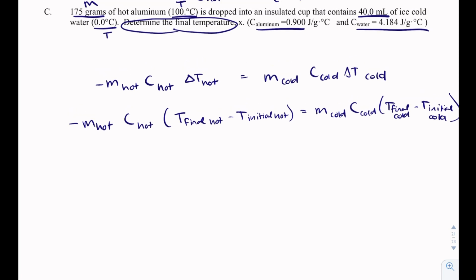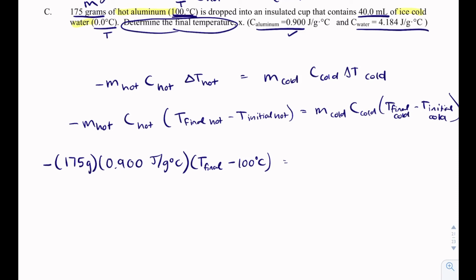First of all, when you read this, hopefully you notice that the hot substance here is aluminum, okay? And our cold substance is going to be water. So the mass of our hot substance, they tell us, is 175 grams. Because we know that the hot substance is aluminum, we can also plug in 0.900 joules divided by grams degrees Celsius for our specific heat of aluminum. We want to know the final temperature. We don't know that, okay? That's what we're trying to solve for. So T final is what we don't know. And then the initial temperature of our aluminum is 100 degrees Celsius.